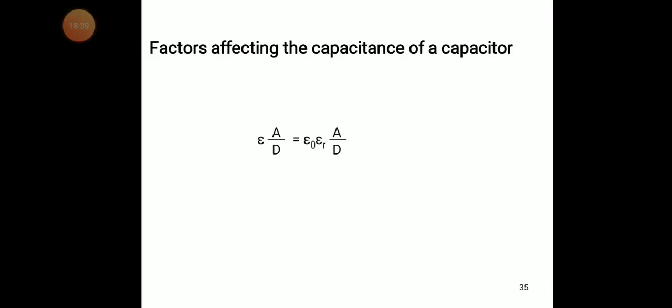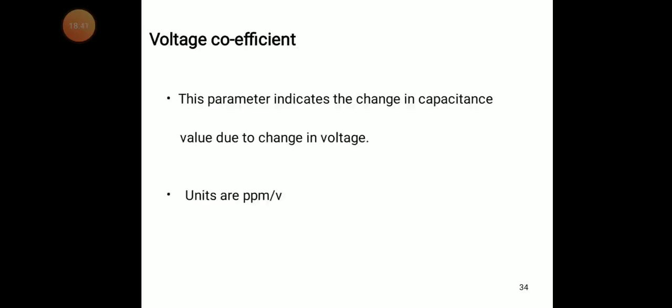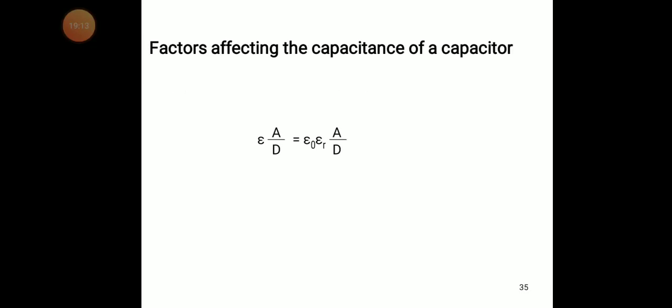The unit of this is parts per million per volt. Per volt, how much the capacitance value is changing. This is also important. Whenever voltage is applied, the capacitance changes. We need to know how much it is changing, how far it is changing. Then only can we use this particular component. This parameter indicates the change in capacitance value due to change in the voltage.